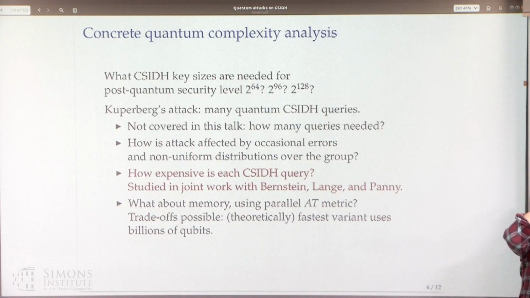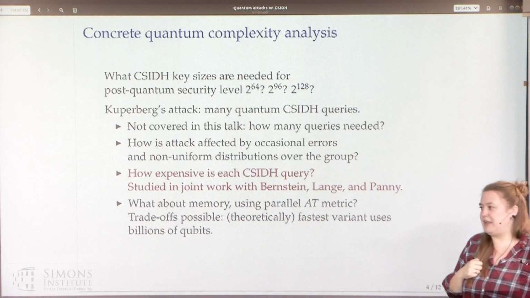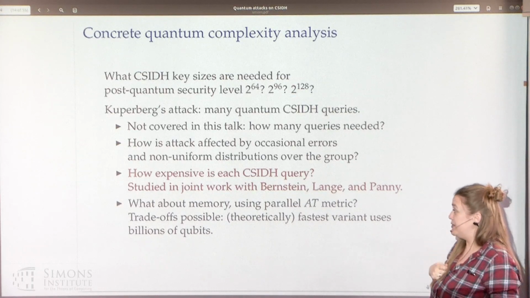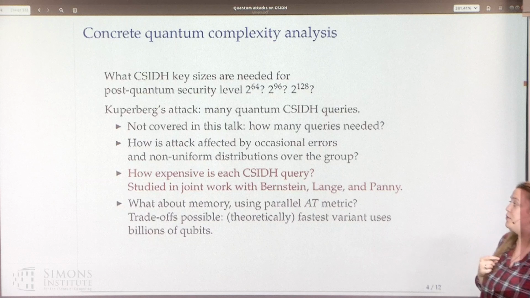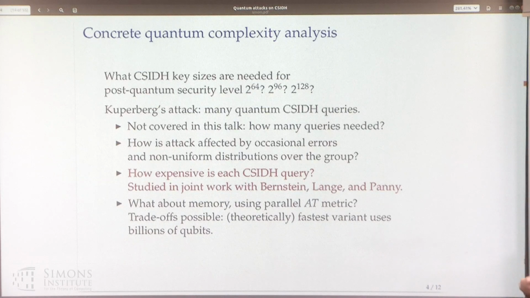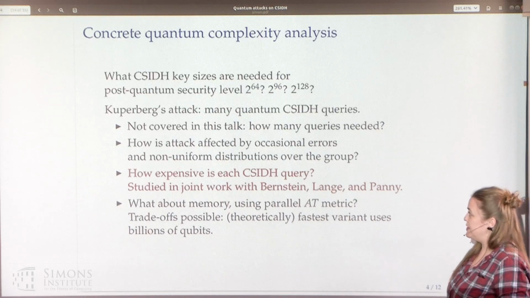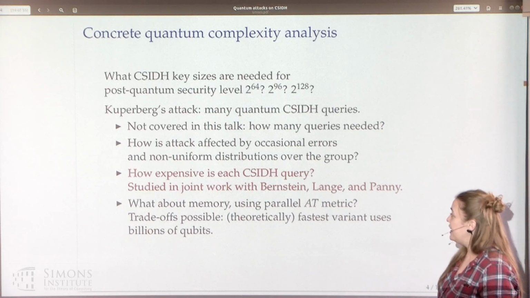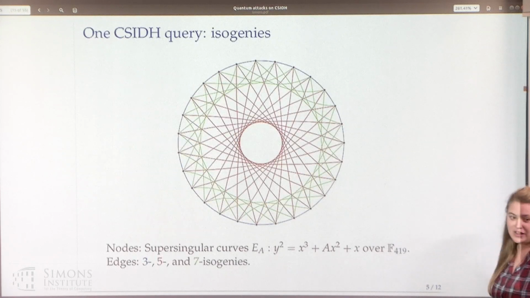And that is, how expensive is each query? I said already it's very expensive, so let's have a little look at what a query is, what that means, and how we can understand how expensive it has to be. In order to do that, we need to go a little bit back to isogenies, and luckily for me, David's already given you some idea as to what's going on there.